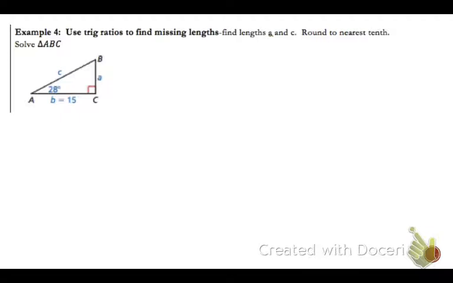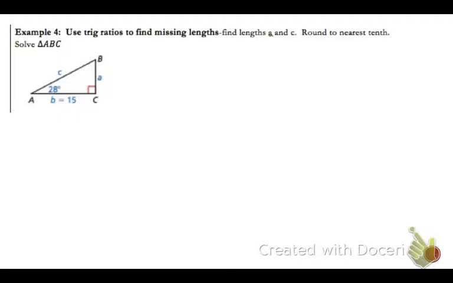We're asked to use the trig ratios to solve the missing lengths. So we want to find the lengths A and C, rounding to the nearest tenth if we need to. What I notice also is the angle of 28 degrees. Now we only know one side length, so we can't use the Pythagorean theorem. But let's look at what we know and what we want to know.